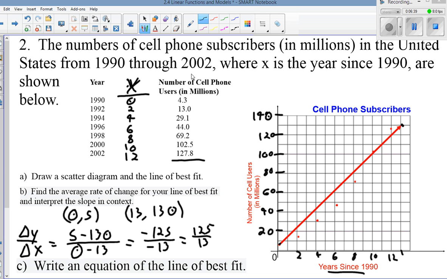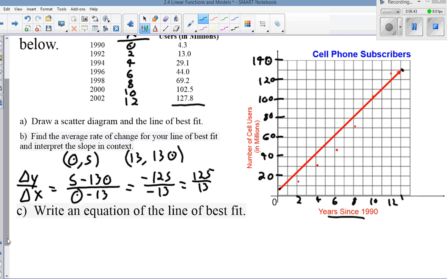If I wanted to write an equation for that line of best fit, I can use a point that is on that line, or my y-intercept. So I'm going to say my line of best fit, I'll call it L(x), is equal to 125 over 13 x plus my y-intercept of 5.